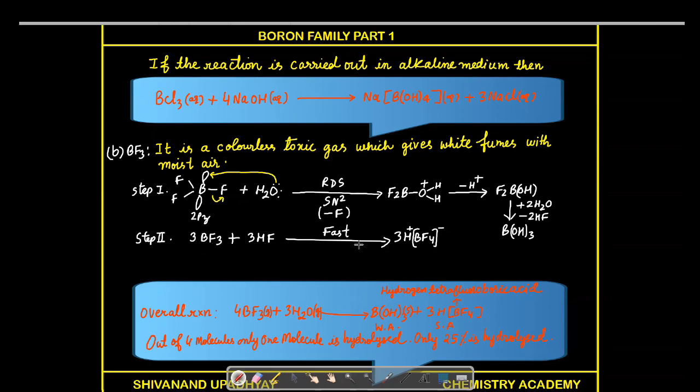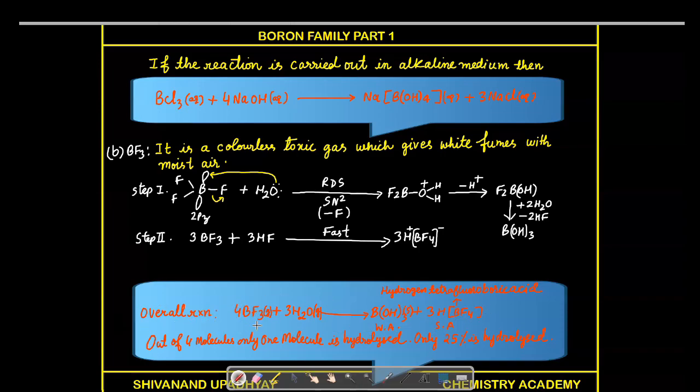So overall, what is happening is that four molecules of BF3 are reacting, in which only one molecule is reacting with water. So this is known as partial hydrolysis of water. If I write the overall reaction, four molecules of BF3 and three molecules of water, there is formation of one molecule of boric acid and three molecules of HBF4, right? So weak acid and strong acid both are formed.